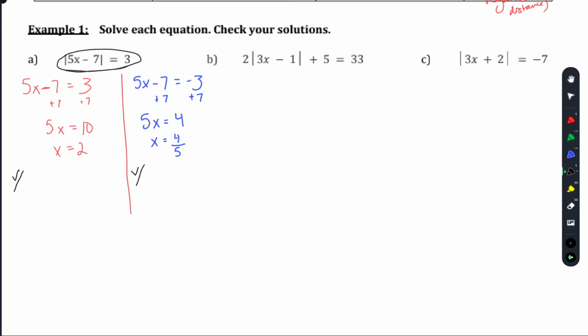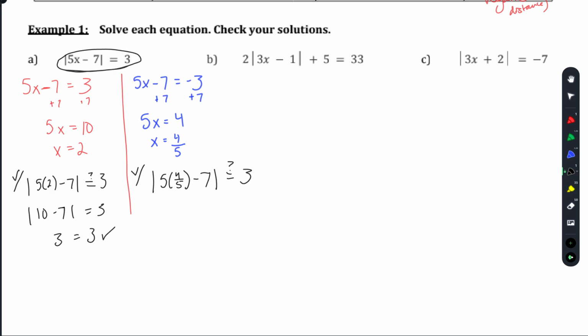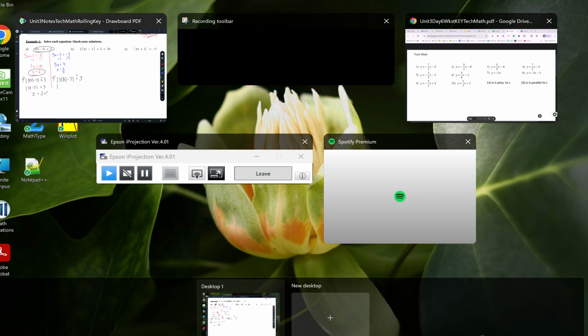So you're going to plug in 5 times 2 minus 7 and see if it equals 3. And you're going to plug in 5 times 4/5 minus 7. Does that equal 3? It's like you're solving 2 of them, which is the worst when you get fractions, you know what I mean? So anyway, absolute value, what do we get? 10 minus 7. And then you're like, oh my gosh, it's the same. Okay, so that checks. So 2 is going to be an answer. Then you circle 2 because it worked when you plugged it in. Now, if you plug in 4/5, that was weird.